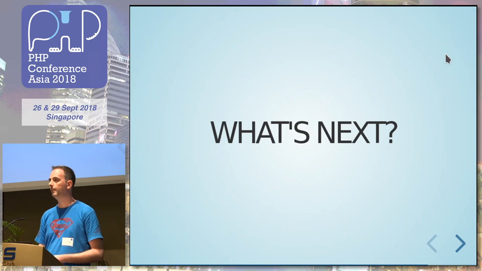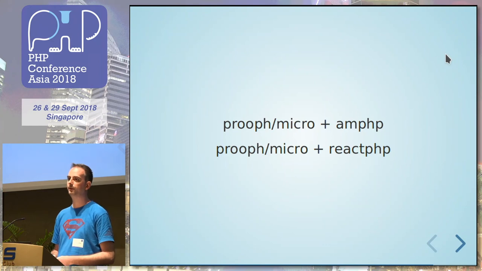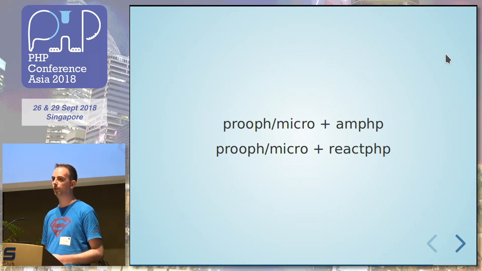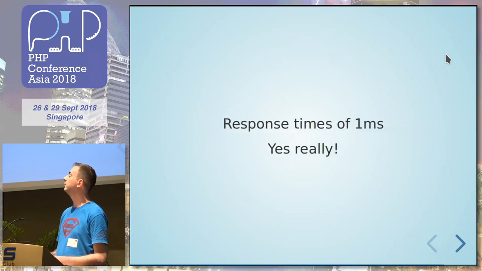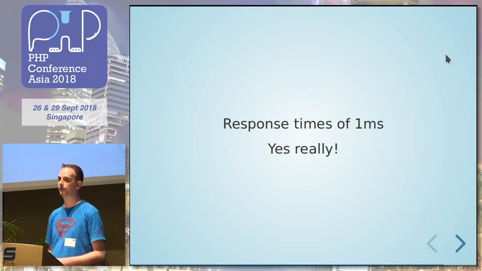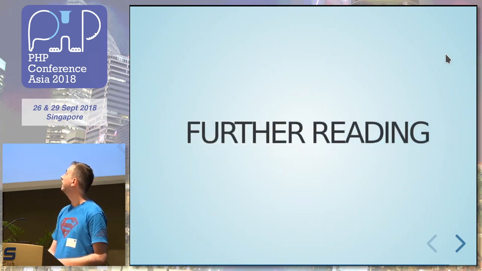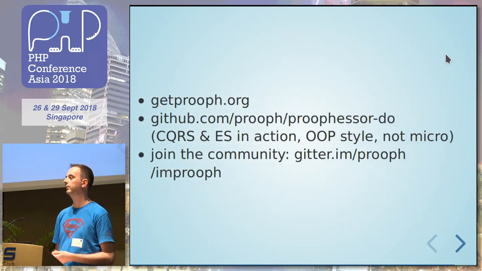So what's next? You could use stuff like AMPHP or ReactPHP together with prooph micro to create asynchronous applications with non-blocking I/O. So that's really fast then. Or you can combine it even with Expressive and Swoole. And if you're doing that, you get response times of about 1 millisecond for a request. And from what I've seen so far, this is basically the fastest thing you can get in PHP. It's really, really fast.